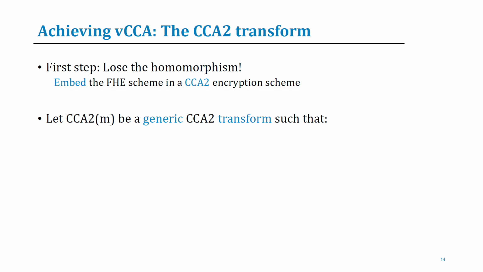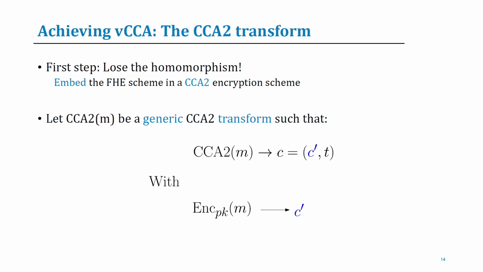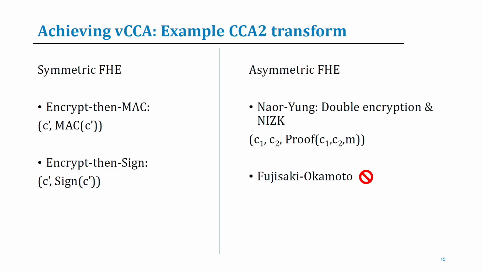And we want to have some specific kind of structure to it. So if anchor of M at the bottom here is the FHE encryption, the actual homomorphic encryption, we want the CCA2 of M to actually have this part that's still homomorphic, and something on the side that makes it CCA2. But we still want to have access to this homomorphic part. Maybe this is more clear if I give some examples.